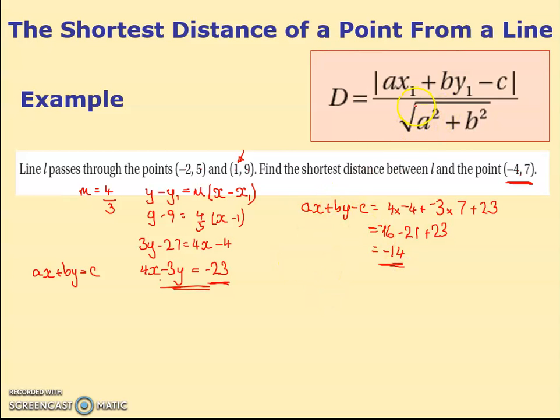And what do I do with that? I divide it by the square root of a squared plus b squared. All right, so I go 4 squared plus the 3 squared, square root, which is obviously 5. And it again says ignore the minuses, so this distance I think is 14/5. So that's the only example, 14/5. That's the only example you're seeing of that.